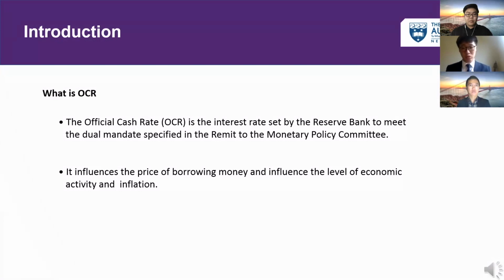First, let me introduce what is OCR. The official cash rate is the interest rate set by the Reserve Bank, in the dual mandate remit given to the Monetary Policy Committee. It influences the price of borrowing money in New Zealand and provides the Reserve Bank with the means of influencing the level of economic activity and inflation.